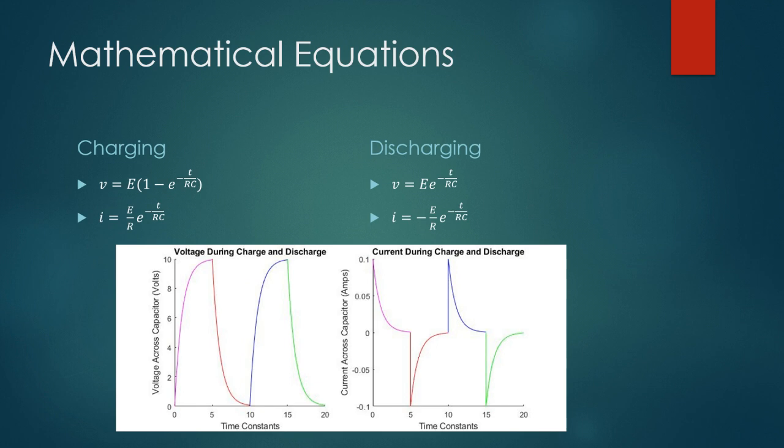These are the 4 equations that you'll be using. Note that the discharging and charging are actually quite similar. Discharging for voltage is the same as charging, but without the 1 minus. And the discharging for current is the same as the charging for current, but has a negative instead.